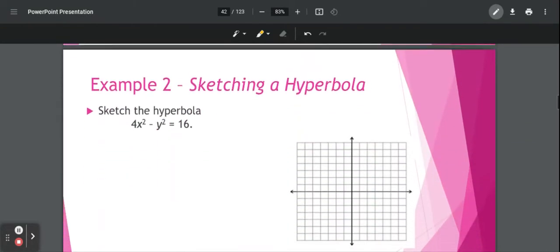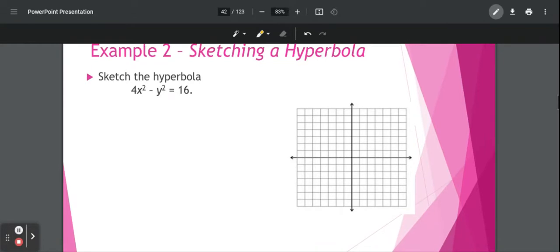All right, so let's sketch a hyperbola. So again, remember that when we're sketching or coming up with information about a hyperbola, we want the equation to equal 1. So we're going to divide everything by 16 to start.